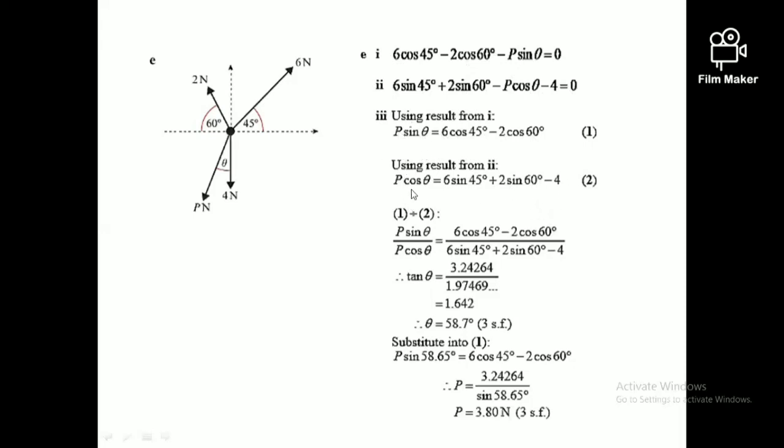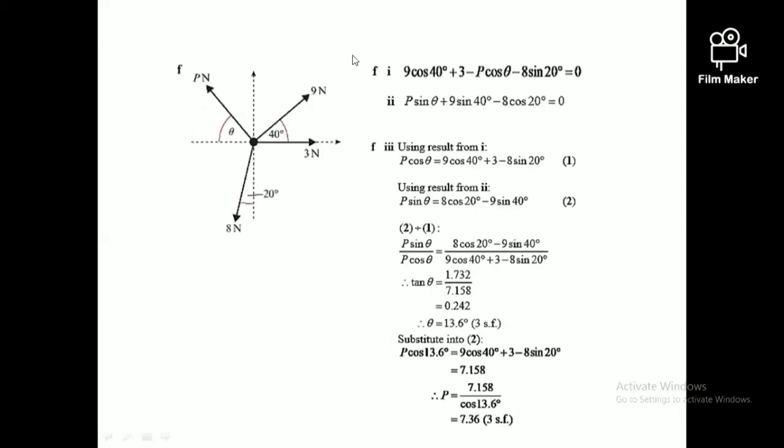Then P and P get cancelled. Sin theta divided by cos theta turns into tan theta, which turns out to be 1.642. You'll obtain the answer for theta as 58.7 by getting tan inverse of 1.642. Then I can substitute this theta, 58.7, into any of these equations, it doesn't matter which. Here we have applied it into this equation: P sin 58.7 equals 6 cos 45 minus 2 cos 60, and you can obtain the answer for P.